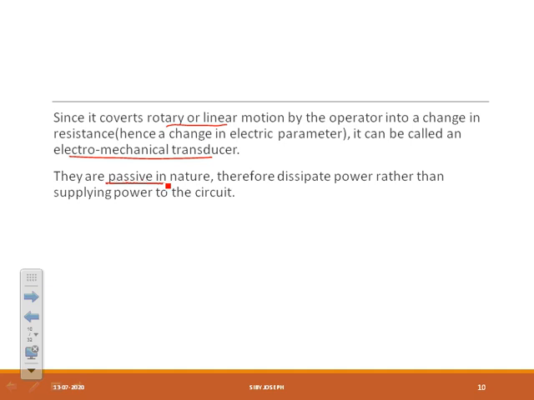These transducers are passive in nature. Passive devices dissipate power; they absorb the power. While an active device supplies power to the circuit.